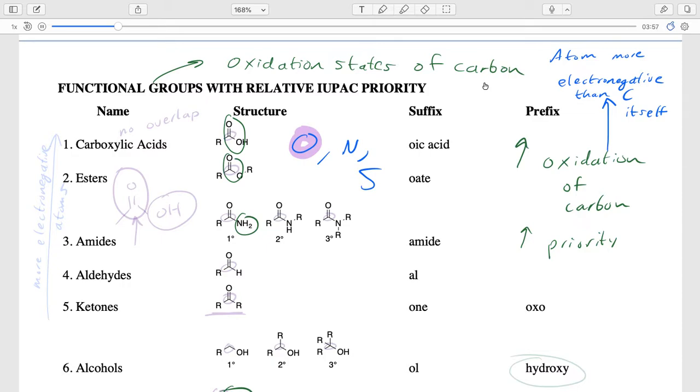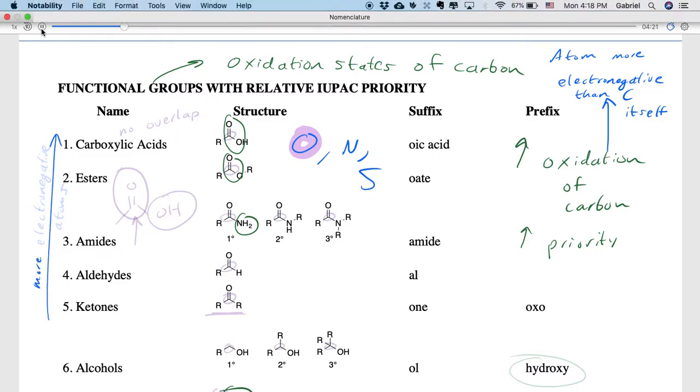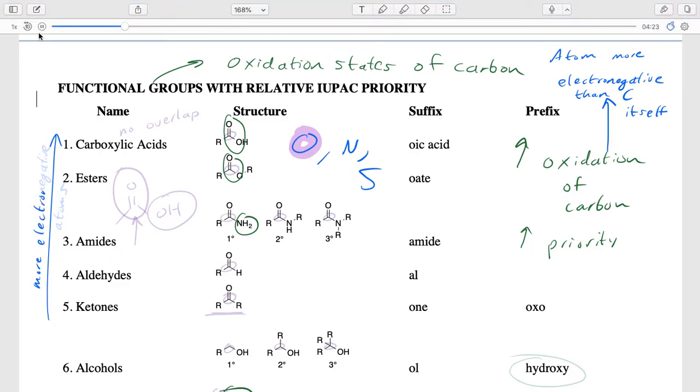When we're talking about contributing to the oxidation state of carbon, we're always going to be talking about an atom more electronegative than carbon. But when we're talking about highest priority, we're not necessarily just talking about more electronegative elements. We're talking about the most electronegative elements attached to it. With carboxylic acids and esters, we've got 2 oxygens, whereas with aldehydes and ketones, you only see 1.